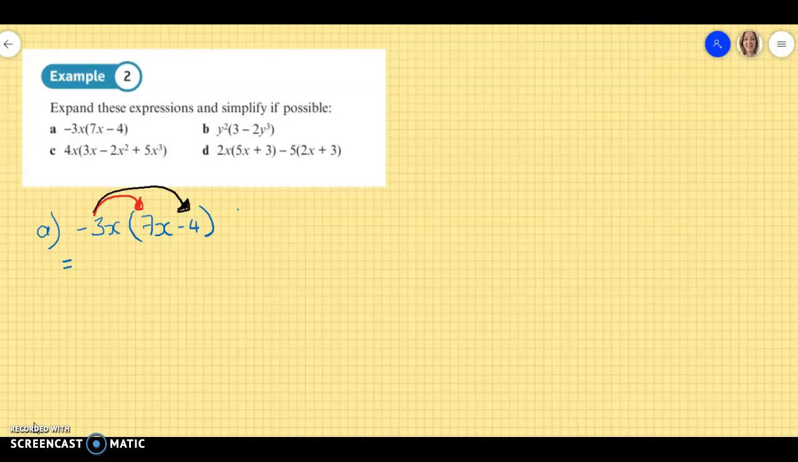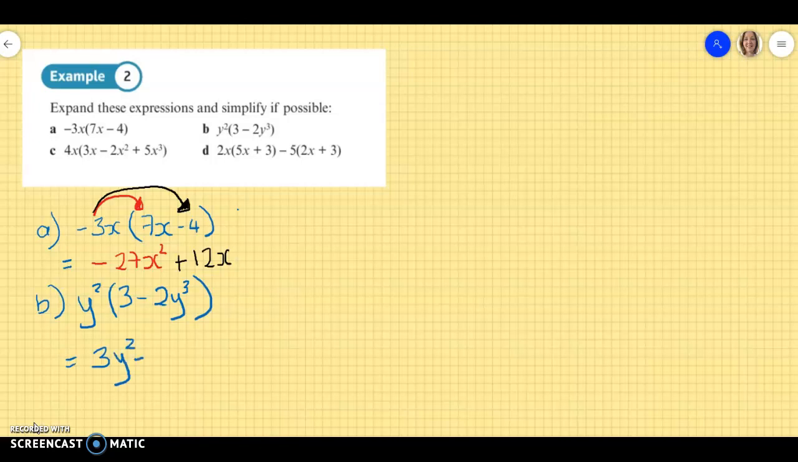So for A, you've got minus 3x times that, so you end up with minus 21x squared. X times x is x squared. And then for the next one, you've got minus times a minus is a plus. 3 times 4 is 12x. Okay, so that's that one. B, you've got y squared on the outside. 3y squared times 3 is 3y squared. That's just 1, so 1 times 2 is 2. Y squared times y to the 3, you'd end up with your adding rule, so you've got 5 of them.